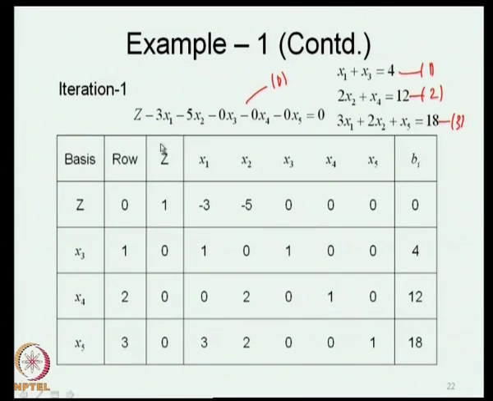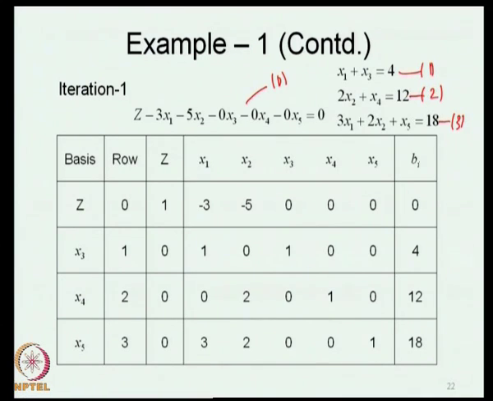Then we write the coefficients of each of the variables including the z in each of these rows. So, that constitutes these columns. Then the bi column will consist of the right hand side values. So, you have 0, 4, 12, 18.